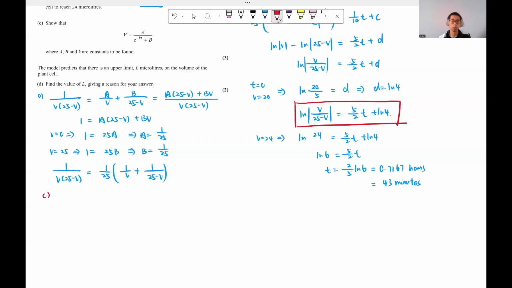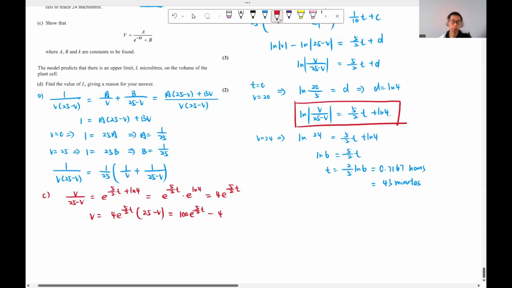If we change that into the exponential form, then v over 25 minus v equals e to the power of 5 over 2t plus ln 4, which is the same as e to the power of 5 over 2t times e to the power of ln 4. e to the ln 4 is just 4, so 4 e to the power of 5 over 2t. And now times the denominator for both sides. So that would be 4 e to the power of 5 over 2t times 25 minus v, which expanding out would be 100 e to the power of 5 over 2t minus 4 e to the power of 5 over 2t times v.